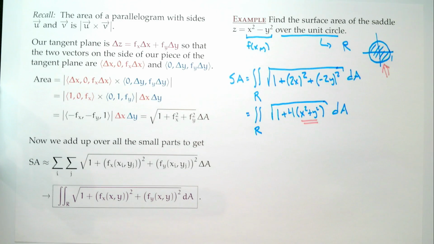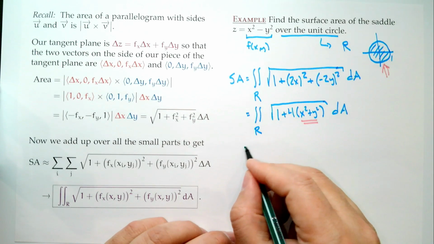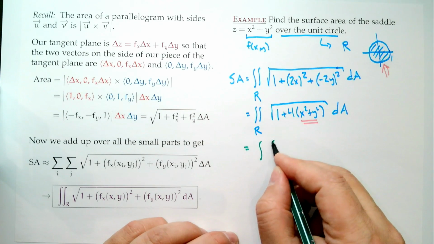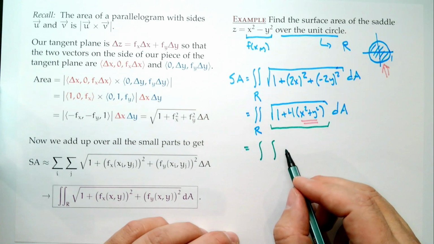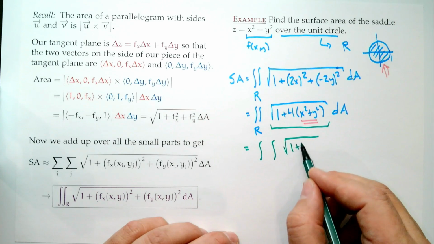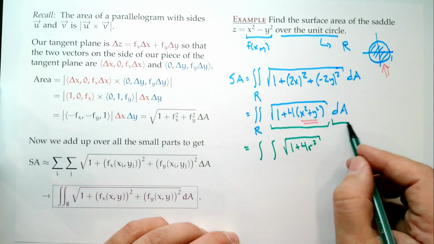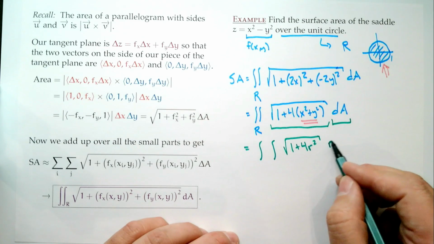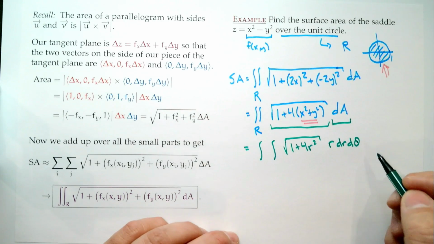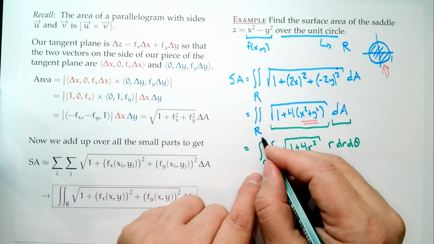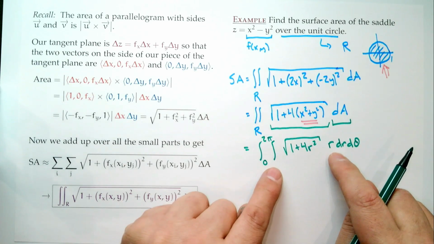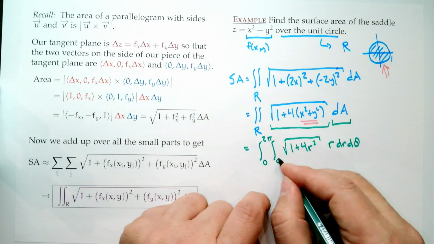All right. So we have an idea, a plan. And our plan is to do this in polar coordinates. So let's figure out what this will become. Well, what will the function become in polar coordinates? Square root of 1 plus 4r squared. What will the dA become? r dr d theta. Okay, now let's get to our bounds. Where does theta go for the unit circle? 0 to 2 pi. And where does r go? 0 to 1.